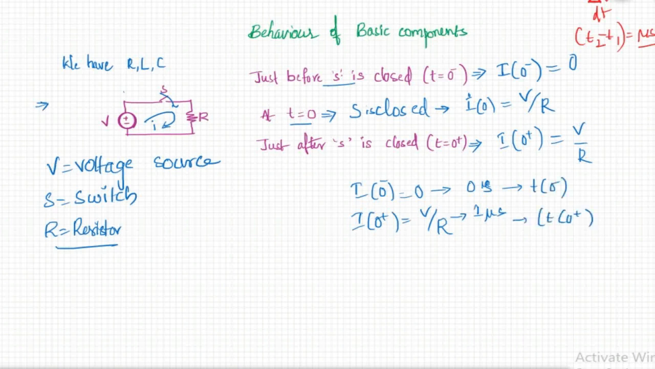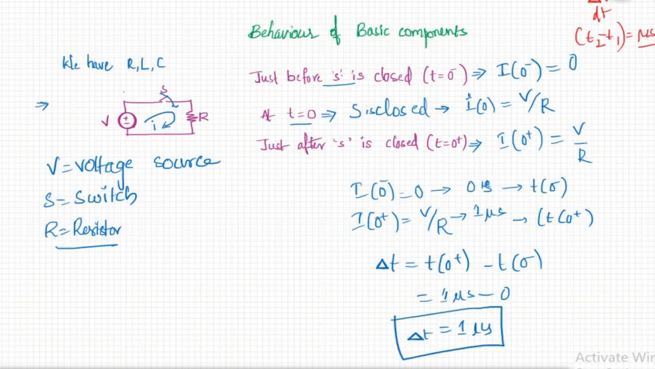So what is the difference here? Delta t is nothing but t of 0 plus minus t of 0 minus, that is 1 microsecond minus 0 seconds, which is 1 microsecond. So just in a period of 1 microsecond, you are going to see a change in current. Initially it was 0, and after 1 microsecond the current is V by R. So for just a 1 microsecond period, the current has increased from 0 to V by R. This is what we are going to see: what is happening in the circuit just after switching, and the behavior of current and voltage for the resistor, inductor and capacitor.